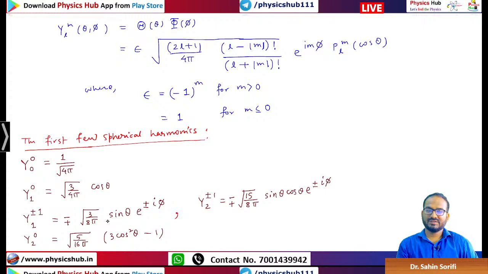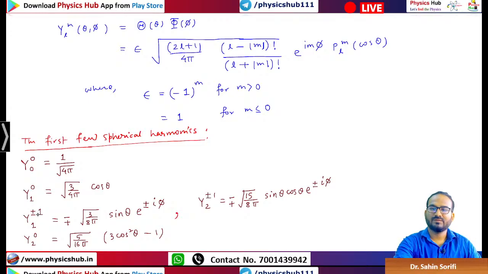If you see something like this, the scaling factor is very difficult to remember. What is the value of root 3 by 8 pi? It is difficult to remember, but you can remember that if you see sin theta times the exponential of something, you can easily say it is referring to Y1. If you have plus here, it is Y11. If it is minus here, then it is Y1 minus 1. So from this we can predict the value of L and M, and that is what you need.